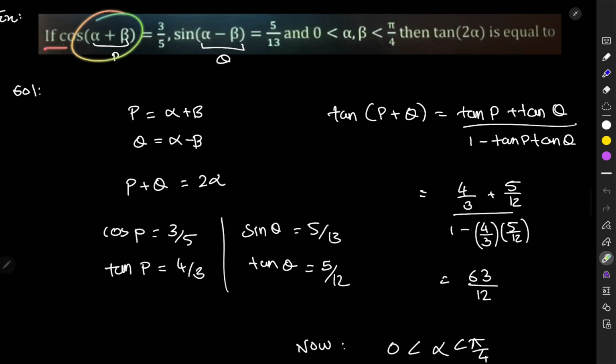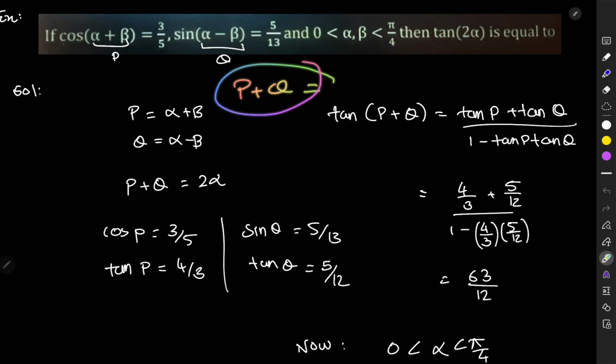If cos(alpha plus beta) is equal to this, cos(a plus b) is given, and sin(a minus b) is also given, we need to find 2a. Try to understand: if we take alpha plus beta as p and alpha minus beta as q, then what is p plus q? It is alpha plus beta plus alpha minus beta. Beta will get cancelled, we get 2 alpha, and 2 alpha is exactly what we needed.